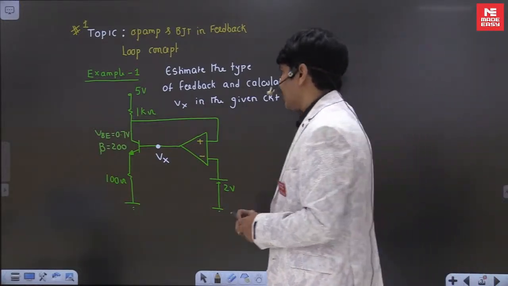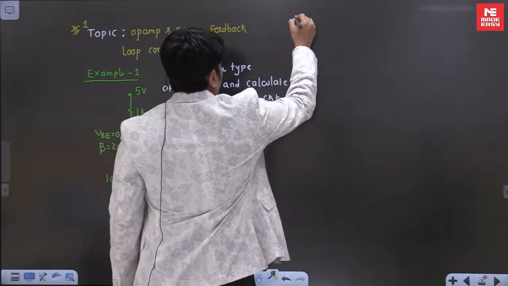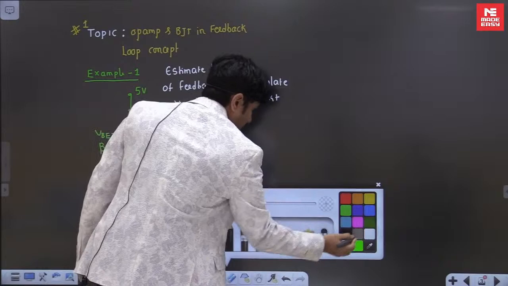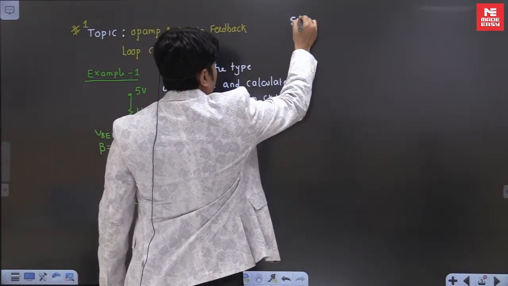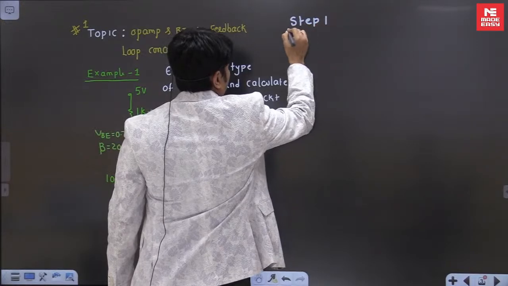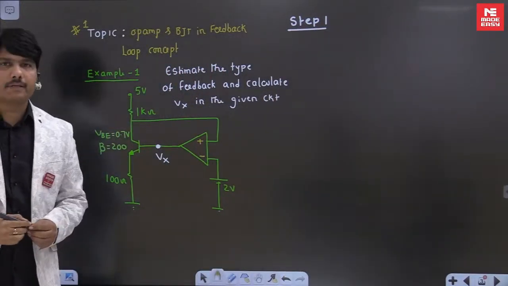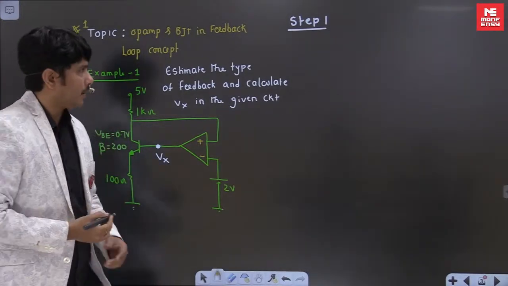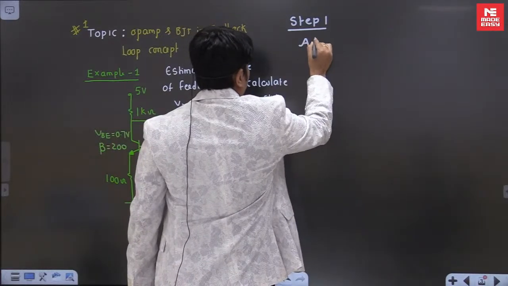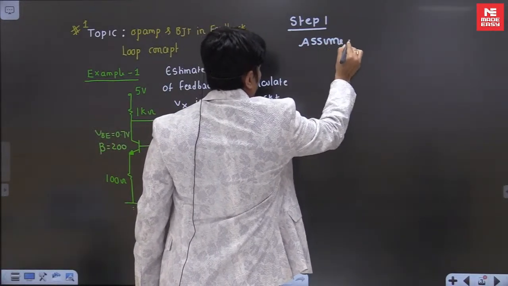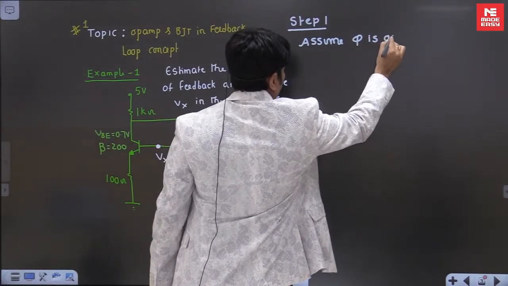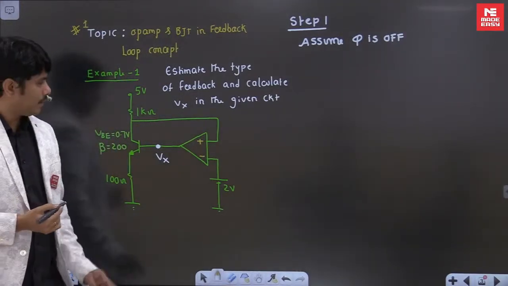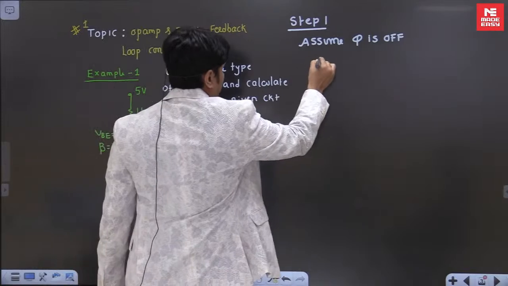See how I'm going to analyze this problem. Step 1. In step 1, we have to assume the transistor is off, because I don't know whether it is on or off. So let us assume it. Assume Q is off. Our transistor, I give the name Q. If Q is off, the diagram looks like this.